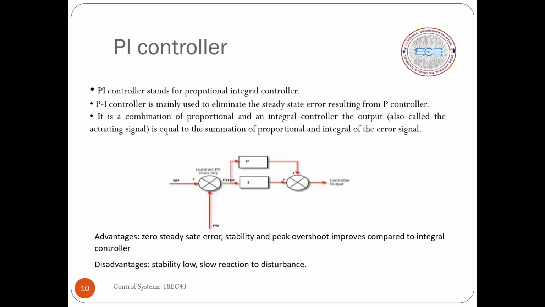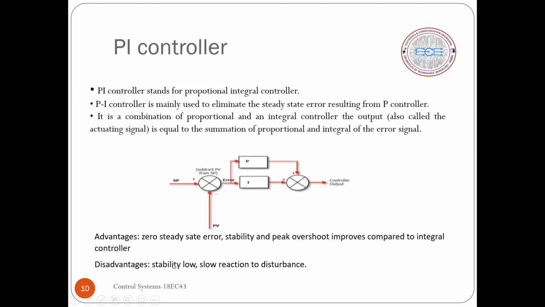Whereas stability and peak overshoot were the problem previously when we used the integral controller alone. Now in combination with the proportional controller, we found that stability and peak overshoot improve. So the stability and the peak overshoot parameters have improved when integral is used in combination with the proportional controller.